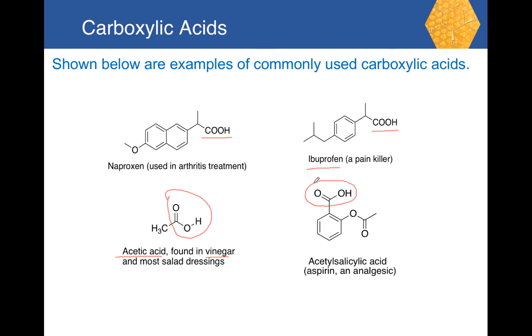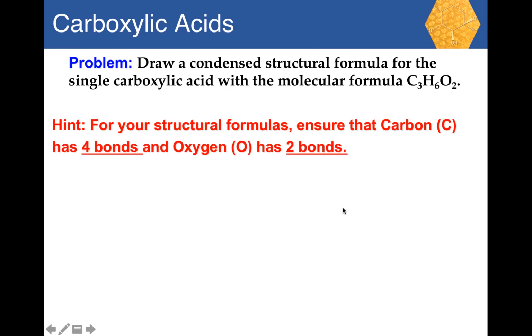So look out for different ways of writing the carboxylic acid functionality. Here's one, here is another, and here's another. Notice this group here is not a carboxylic acid functionality. We'll see later on it's an ester. So observe carefully so you can recognize the COOH as your carboxylic acid functionality.